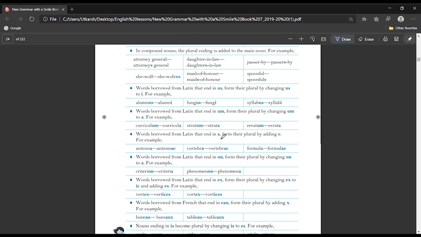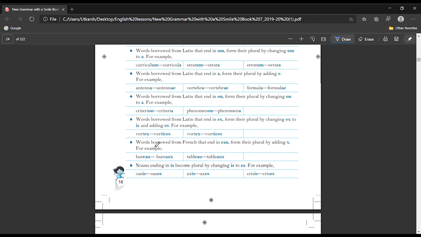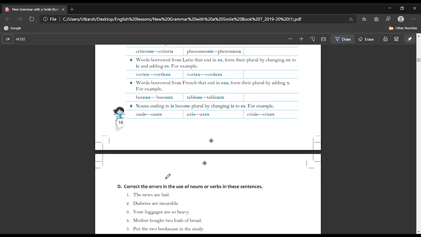Words borrowed from Latin that end in a form their plural by adding e, like antenna becomes antennae, vertebra becomes vertebrae. Words borrowed from Latin that end in on, like criterion becomes criteria. Then words borrowed from Latin that end in ex, for example, vertex will become vertices. Then words borrowed from French that end in eau, bureau becomes bureaux, tableau becomes tableaux. Nouns ending in is become plural by changing is to es. For example, oasis becomes oases. These are the ways the different nouns are changing.